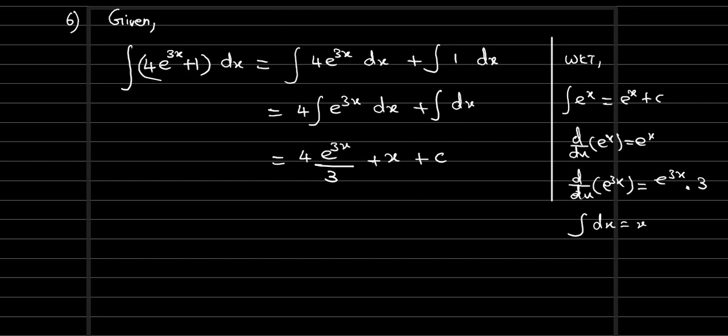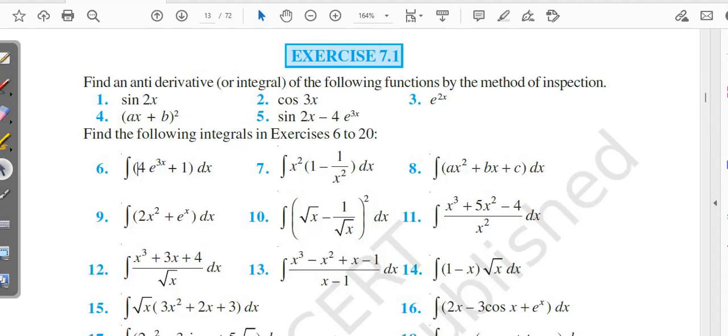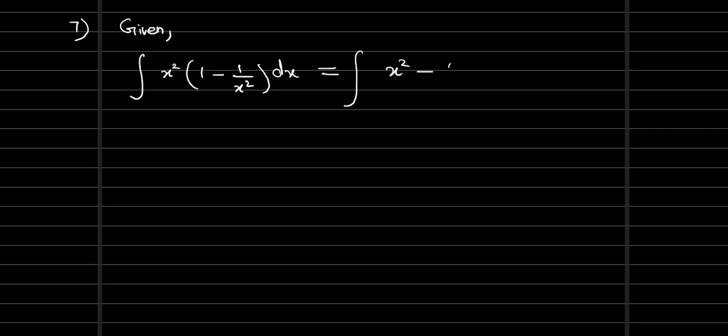So now the same way we are going to do the seventh sum. So for the seventh one, what is given? Integral x square into 1 minus 1 by x square dx. Okay, here it's not in a standard form. So x square first I am going to multiply inside. When we multiply inside, x square into 1 is x square, minus x square by x square, dx. So x square by x square gets cancelled. Now what are the leftover terms? Integral x square minus 1 into dx.